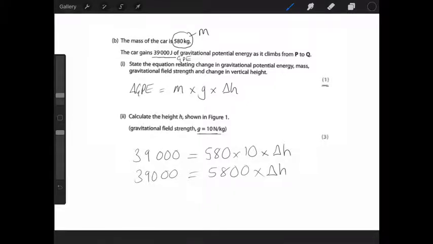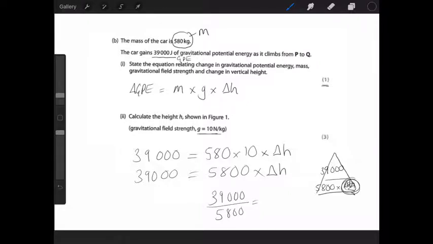I can then, if I want to, use the triangle method, and I can say if I put my finger over 1, 2, 3 zeros, then I would have 5,800 and the change of height down here, which would mean that if I put my finger over the thing I'm trying to find, it's showing me I need to do the 39,000 divided by the 5,800, which I am going to do on a calculator. I don't do that one in my head.